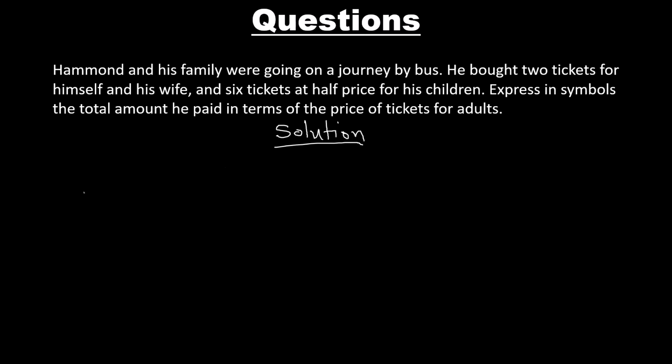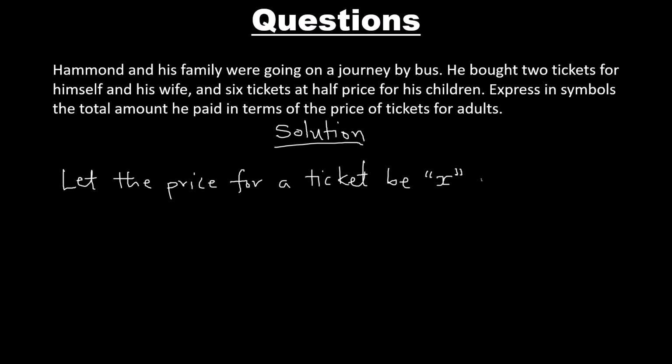So let's assume the price for a ticket for an adult is X. And then the total cost, or the total amount he paid for the whole ticket, to be Y. So let's write that out. Good. So the price for one ticket is X and the total cost he paid for all the tickets should be Y. You can use any alphabet of your choice. So now let's look at this.